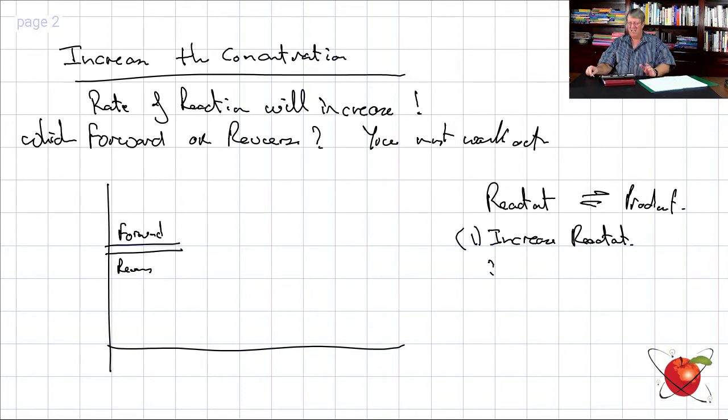What's going to happen? If I increase the reactant, I am increasing this side here. Le Chatelier says that equilibrium will be re-established at a new level, but what will happen is it will favor the forward, won't it? If I put more reactant in, it's going to favor the forward reaction.